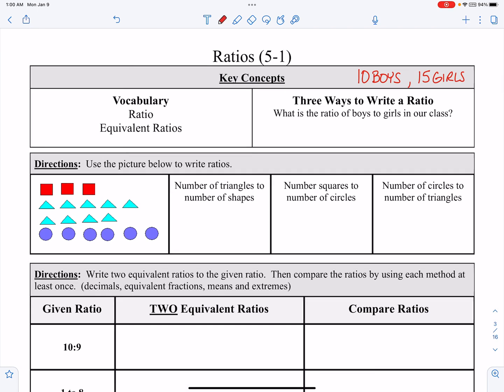Your vocabulary today is ratio and equivalent ratios. Ratios are just when you compare two items. And then equivalent obviously means ones that are equal to each other.